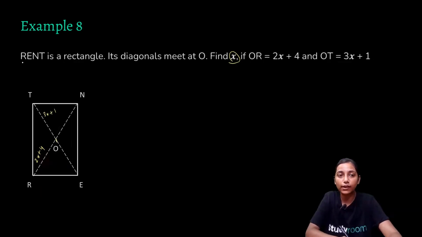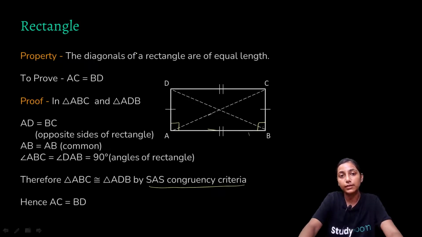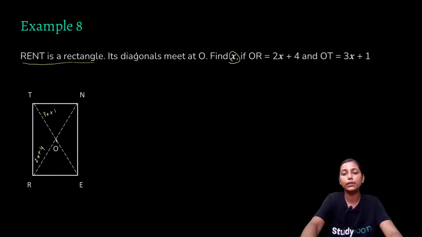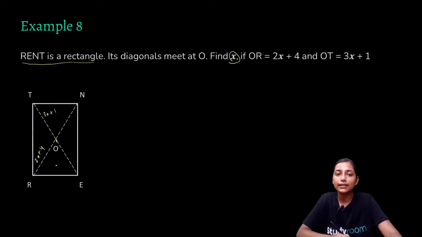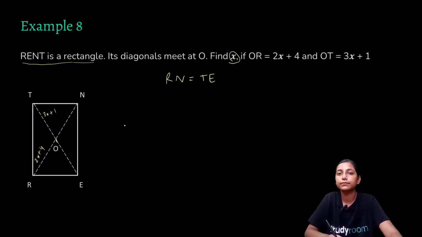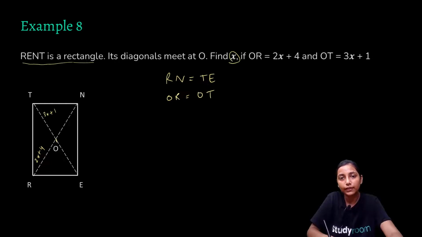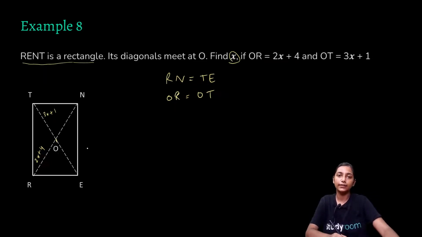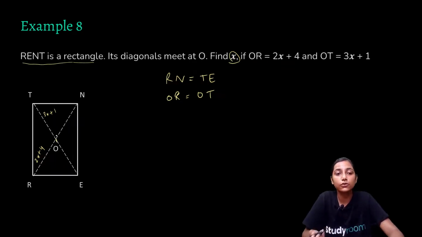First of all, just have a look here that RENT is nothing but a rectangle. We have just learnt this property that diagonals of a rectangle are equal. Therefore, since diagonals of a rectangle are going to be equal, that is, since RN is going to be equal to ET, their halves are also going to be equal. Their halves, that is OR, is also going to be equal to OT, that are the halves of these two diagonals. Why? Because we know that these diagonals also bisect each other and these diagonals are also equal. So if these diagonals are equal, their halves will also be equal.